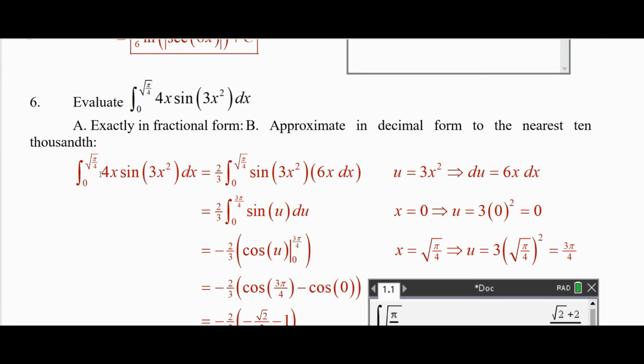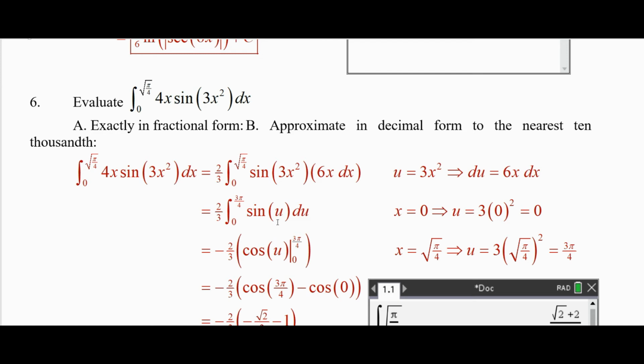4 times 1/6 is 2/3. So that's what we have. If we rewrite it that way, then we can see that that's sine of u times du. Doing a definite integral, 2/3 out front. Now we need to change these to u values. Notice that u is 3x squared, so when x is 0, u is also 0, so the bottom limit didn't change. The top one does. X is the square root of pi over 4. Square that, you get pi over 4, and then times 3 is 3 pi over 4 for the upper limit.